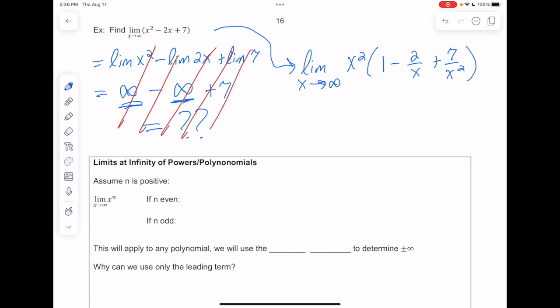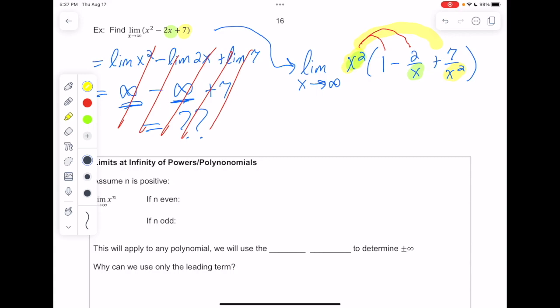And I did that kind of quick, but you could check it to see that I did it right. x squared times 1 is x squared. If you multiply these two together, this x in the denominator right here would cancel one of those x's, and you'd be back to that x, and the 2 would still be there, so it would be a 2 over x. If you did this multiplication, this x squared would cancel the x squared, and only the 7 would be left, which is right there. So it looks like I did properly factor out the x squared.